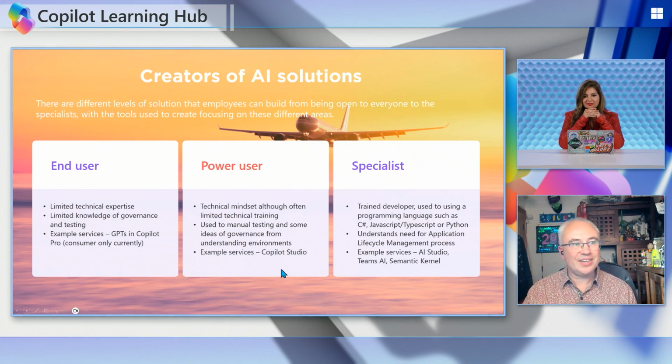We've then got the more technically minded who can use things like Copilot Studio, those power users who can gain that through. And they've got that notion of testing. They know about governance and building environments. They've got that next level within there. And then you've got your specialists. We talked about the AI Studio, things like Semantic Kernel, Teams AI. They could be Python developers, C#, TypeScript. They could be pure machine learning data scientists. There's a route for all these different people to be able to create solutions and offer those to end users in different ways as well.